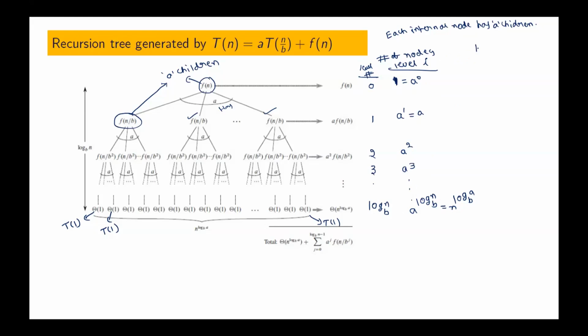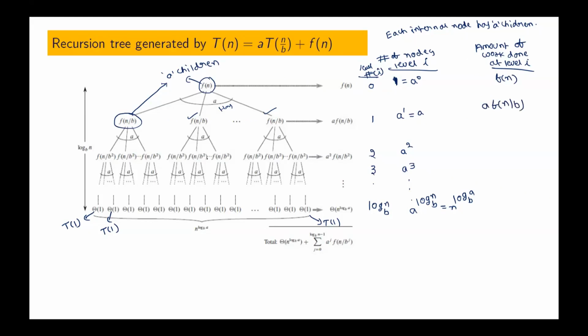What is the amount of work done at each level? Work done at level i. This is the level number, this is i. How much work is done at level 0? Only f of n work. What is the amount of work done at level 1? Each node does f of n by b. How many nodes are there? a into f of n by b.